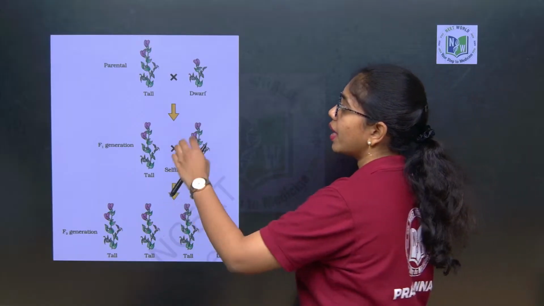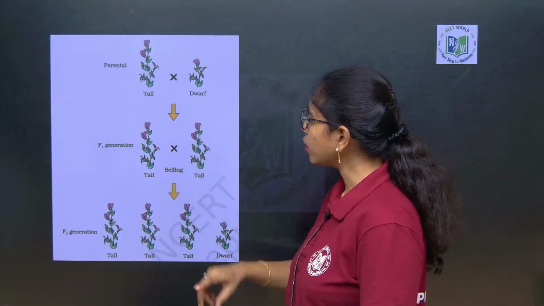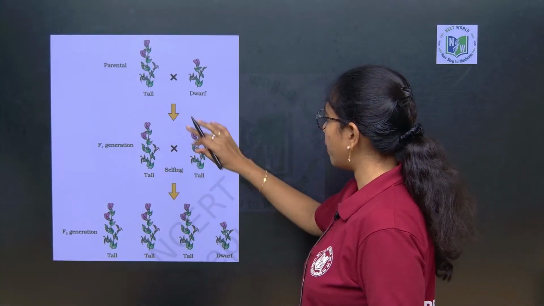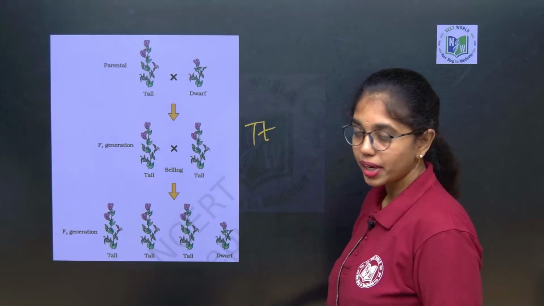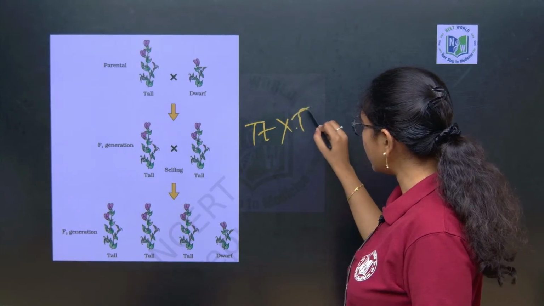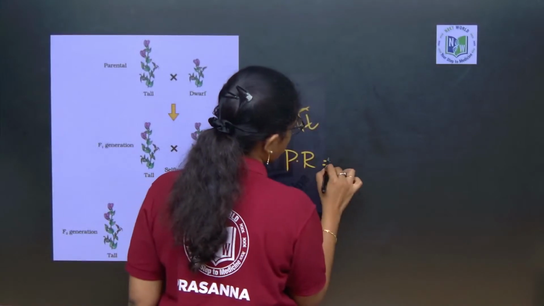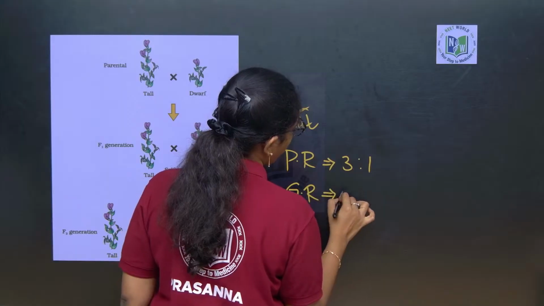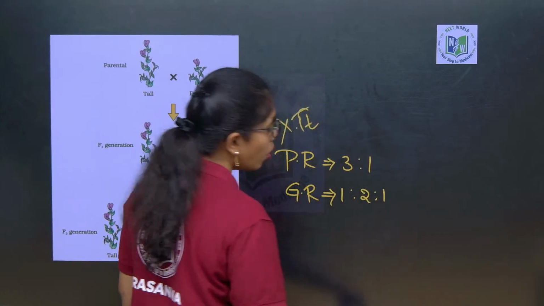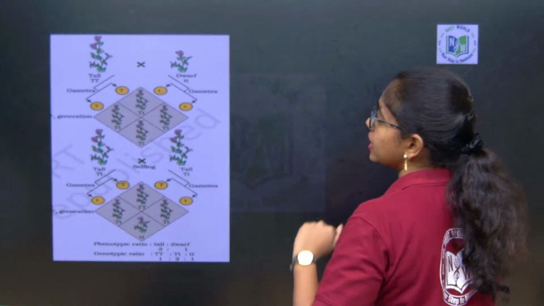In the monohybrid cross, pure lines are taken in the parental generation and after selfing you get a heterozygous dominant trait. Selfing the F1 generation gives you the F2 generation, and in the F2 generation from a monohybrid cross, the phenotypic ratio will be 3:1 and the genotypic ratio will be 1:2:1. Clear? Next.